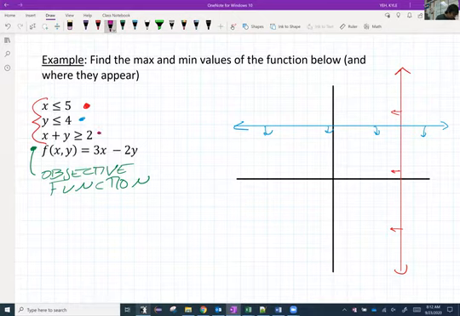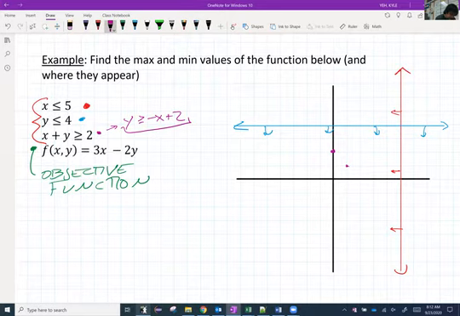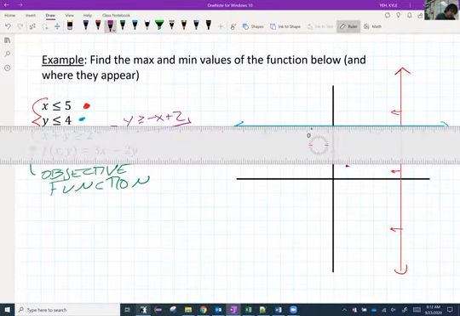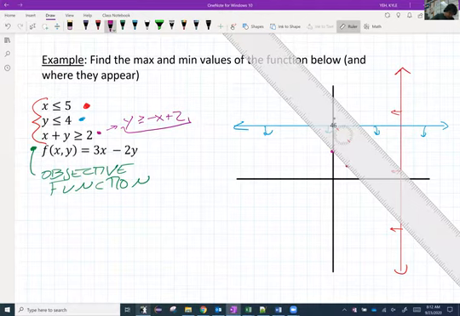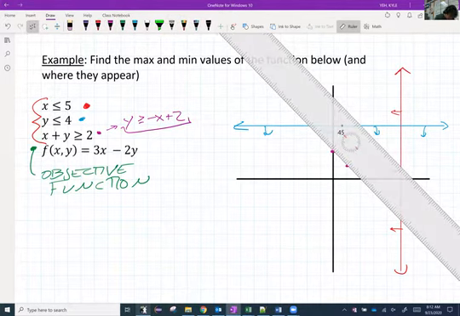X plus y is greater than or equal to 2. I'm going to put that in slope-intercept form. Y is greater than or equal to negative x plus 2, so plus 2, slope of negative 1 because it was negative x. Grab my ruler. I'm going to draw that in. And almost. There we go. That looks pretty good.